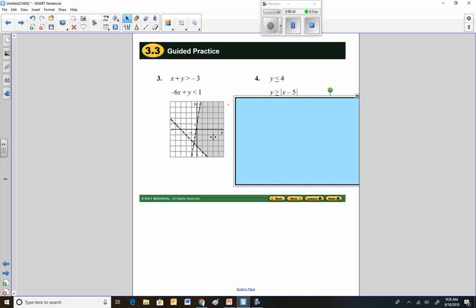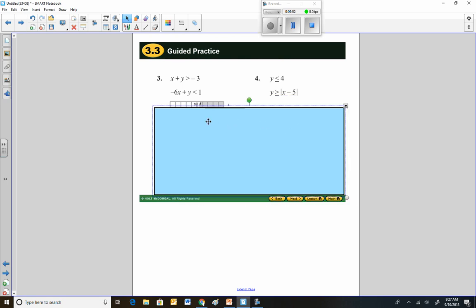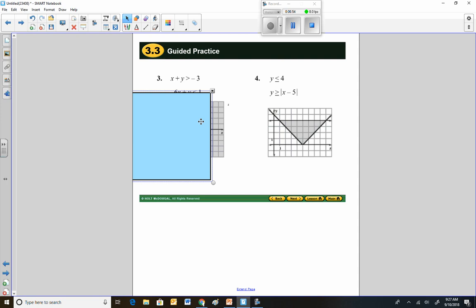All right, now if you really want to try some advanced work, let's try an absolute value. Woohoo! All right, pause your video, give it a try. All right, here we go. Our nice little absolute value makes a perfect V starting at 5. And this is y is equal to 4 line, and so we shade below because it said less than. And look, right in here are the solutions.